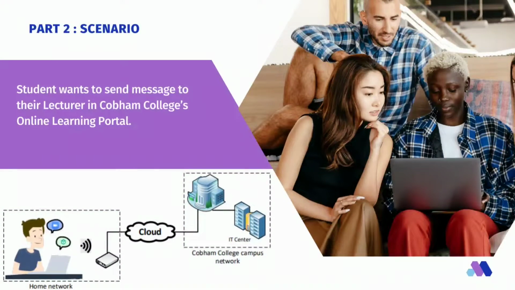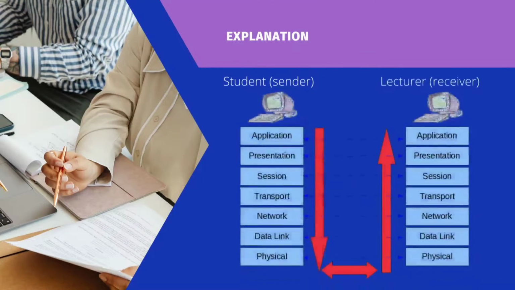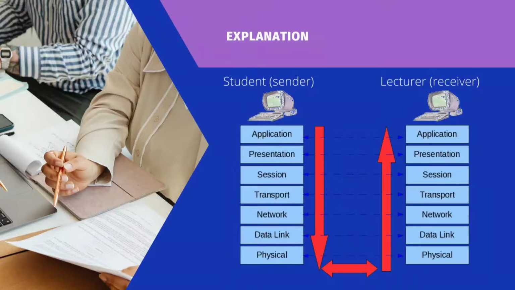For Part 2, the scenario: a student wants to send a message to their lecturer in the Cobham College online learning portal. In this scenario, the student will be the sender and the lecturer will be the receiver. First, the student must open the application, which is their online learning system portal, and log into it. After that, we go to the presentation layer, which requires the student to enter the message that he wants to send to the lecturer. Also in this presentation layer, it will perform data encryption and compression.